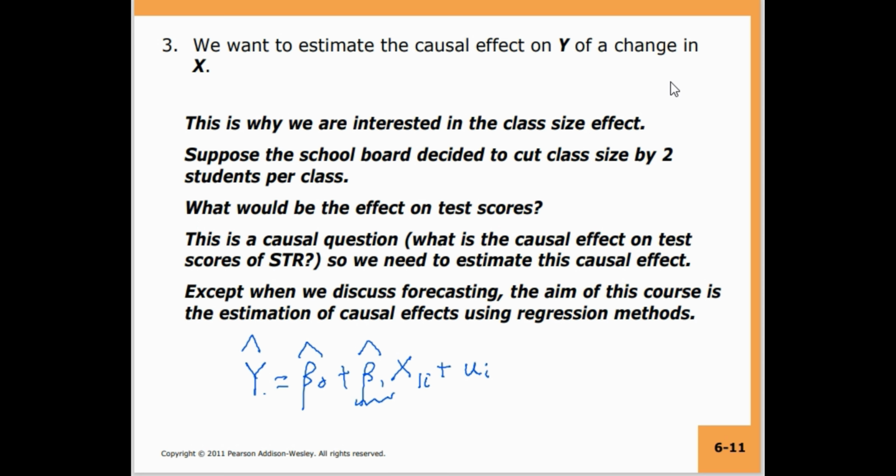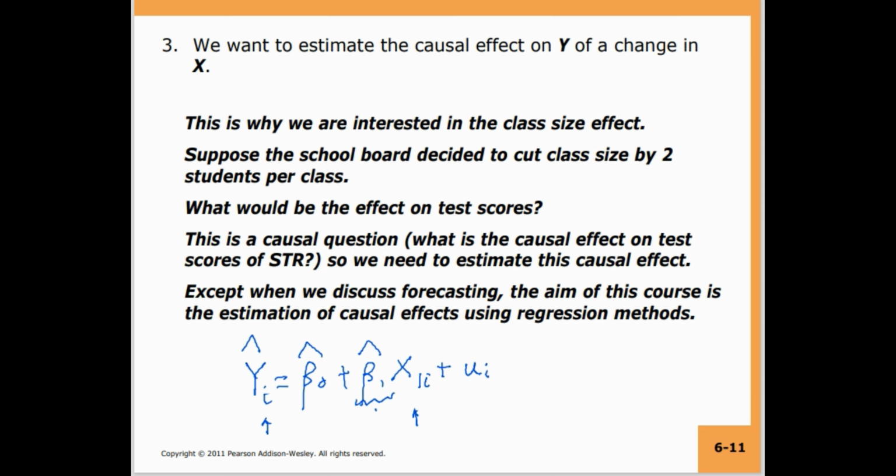We are not that interested in y hat. So what is this beta 1 hat? That is how much of an effect does one unit change in x1 have on y. So this is the interpretation that we are usually trying to look at.